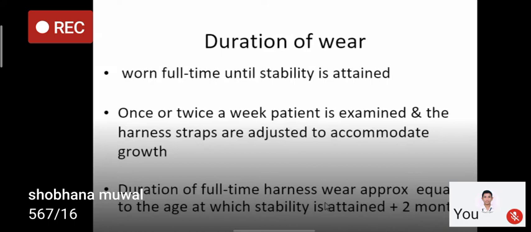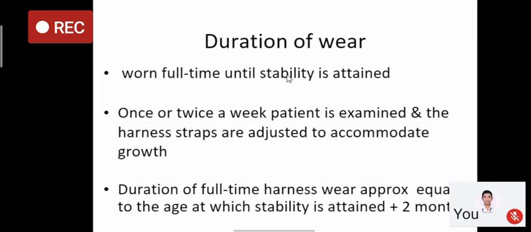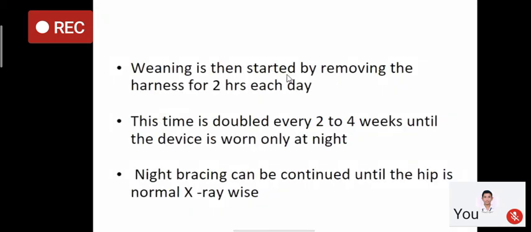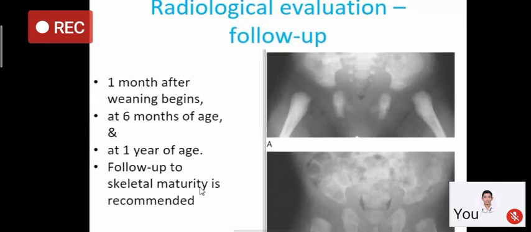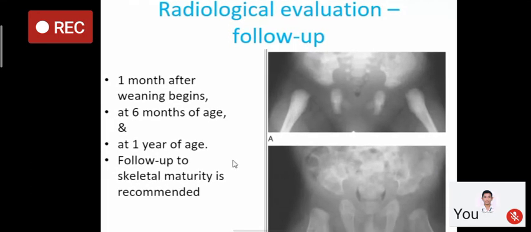It should be worn full time until stability if it is able to reduce the dislocation. And night bracing can be continued until the hip is normal X-ray wise. One month after bracing begins, then at 6 months, then one follow-up at 1 year until skeletal maturity. It is recommended to follow the cases.